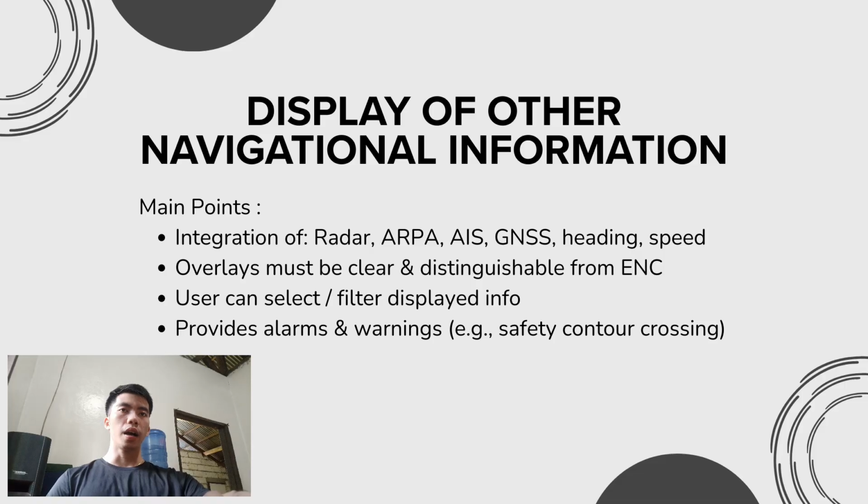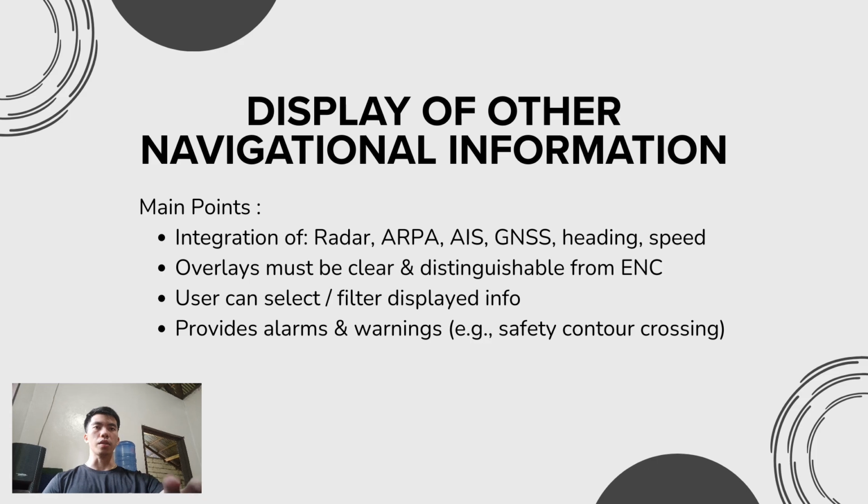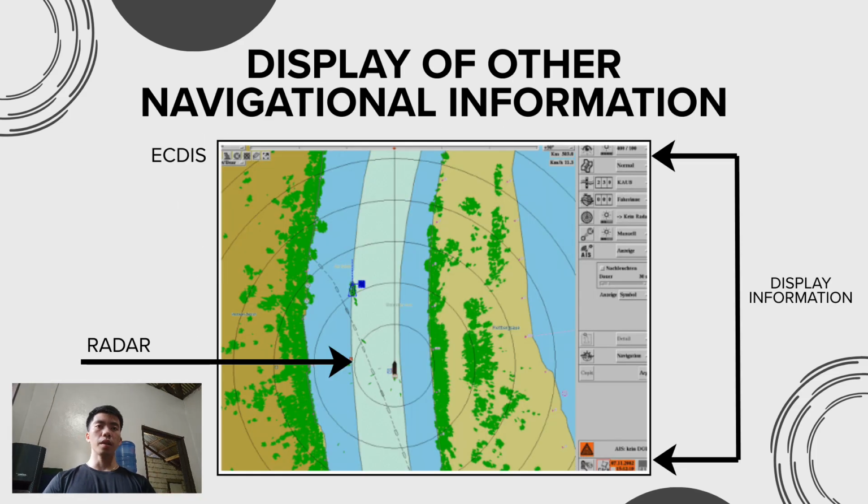So, I will begin by showing you an image of a display of other navigational information. So this is an image. We have here an ECDIS. There is an arrow highlighting the radar, where we have the rings. And on the right side, we have the display information, and other display information can be found in the ECDIS. One key requirement from IMO is that all these overlays must be clearly distinguishable from the chart information so that the navigators do not confuse real-time sensor input with chart symbols.